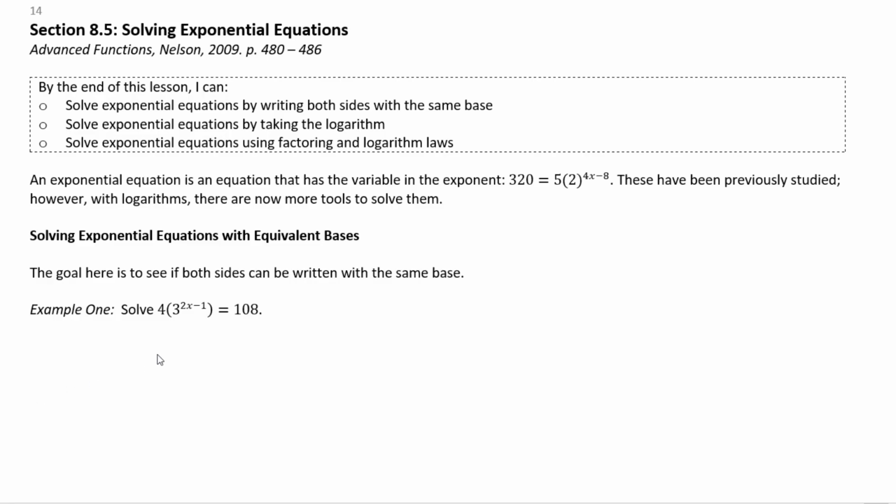This video is section 8.5, solving exponential equations. An exponential equation is an equation that has the variable in the exponent. So this is an example of an exponential equation that we saw previously. With logarithms now, we have more tools to solve exponential equations.